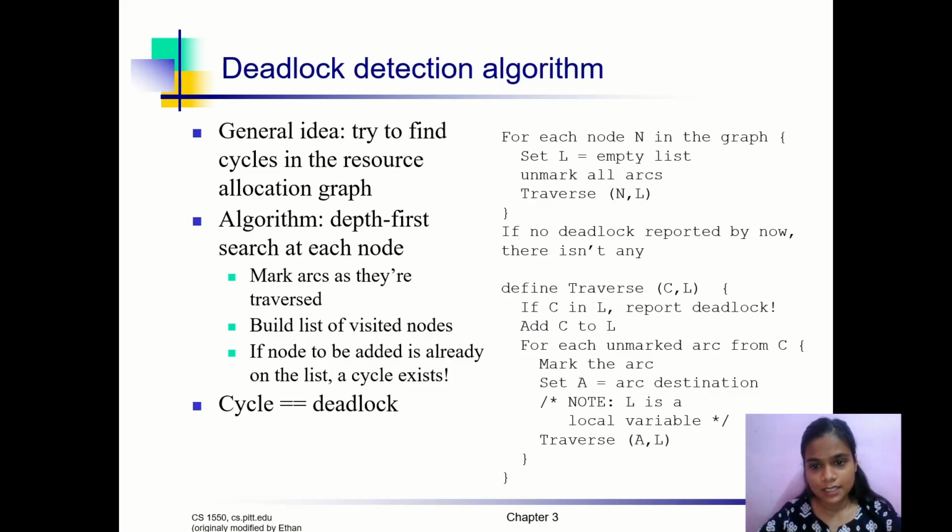Define Traverse(C, L). In this, if C is in L, report deadlock. Add C to L. Now for each unmarked arc from C, mark the arc, set A equal to the arc destination. Note, L is a local variable. Traverse(A, L).